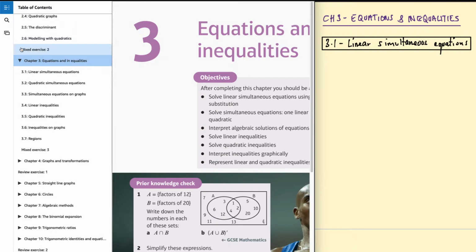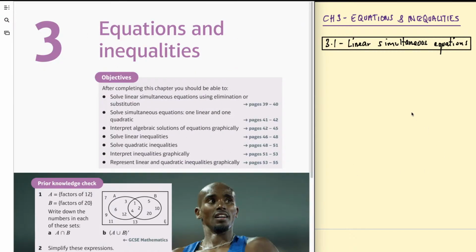On to chapter 3. Chapter 3, Equations and Inequalities. After completing this chapter, you should be able to solve linear simultaneous equations using elimination or substitution. Solve simultaneous equations, one linear and one quadratic. Interpret algebraic solutions of equations graphically. Solve linear inequalities. Solve quadratic inequalities. Interpret inequalities graphically and represent linear and quadratic inequalities graphically.